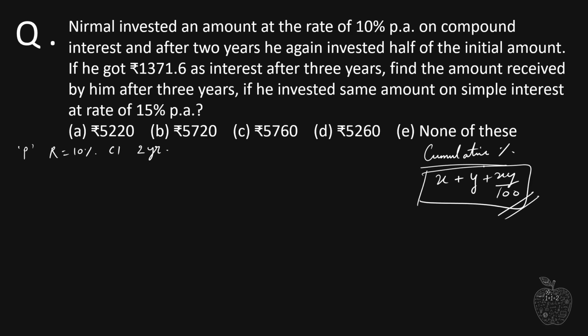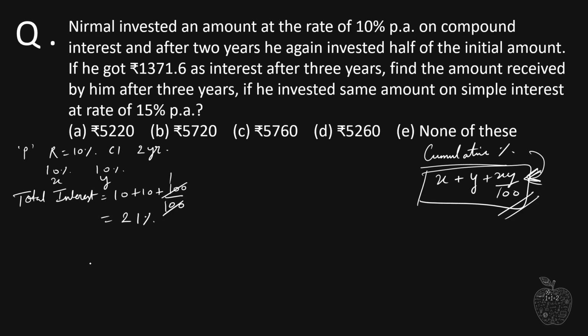If you're not aware of this, go on YouTube, search for cumulative percentage, and you will get to know how this formula works. So let's use this formula here. He gets 10% for the first year and again 10% in the second year. Let's say this is x, this is y. Substituting these values, we get total interest as 10 plus 10 plus 10 tens are 100 over 100, which gets cancelled. So 10 plus 10 plus 1, we get total interest as 21%.